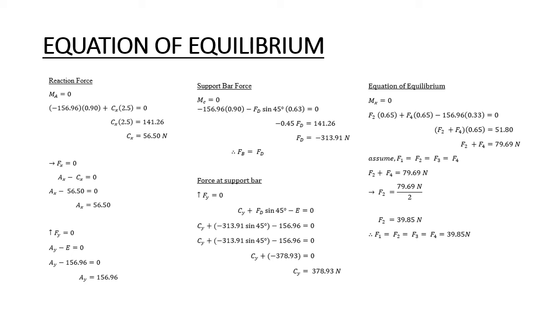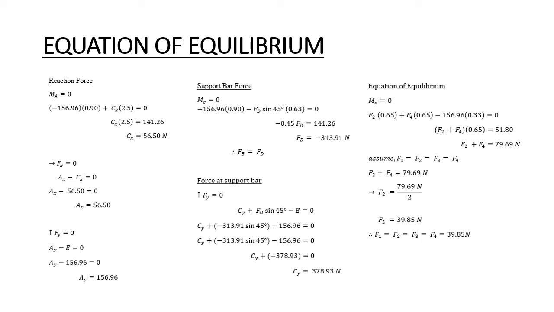At last, we can find the equation of equilibrium. The Mx equal to 0, and F2 times 0.65 plus F4 bracket 0.65 minus 156.96 times 0.33 equal to 0.